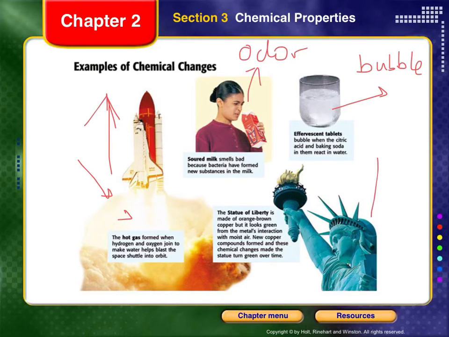Another one similar to our truck earlier, right? We've got the Statue of Liberty, which used to be a beautiful amber copper color, but now it's green, right? Well, why is it green? As you can see right here, new copper compounds are formed, right? And a chemical change over time. Since that was installed, I'd say 200 years ago or so, it's changed color, right? So these are some examples of chemical changes.